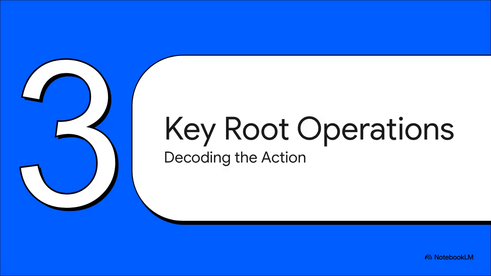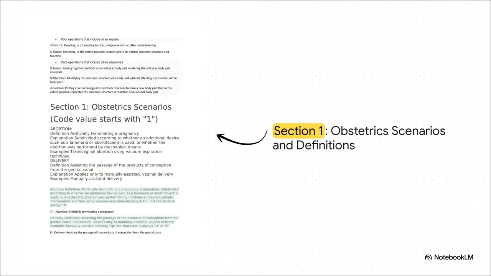Let's dive into Section 3, key root operations, decoding the action. The source guidelines give us precise definitions for abortion, delivery, and extraction to really ensure we capture the exact clinical scenario. In Section 1, you only have 12 root operations to choose from, but they require very careful interpretation of the physician's operative report. You have to translate common medical terminology into these highly specific ICD-10 PCS definitions. Remember, the root operation, which is the third character in your code, always defines what the physician actually did.